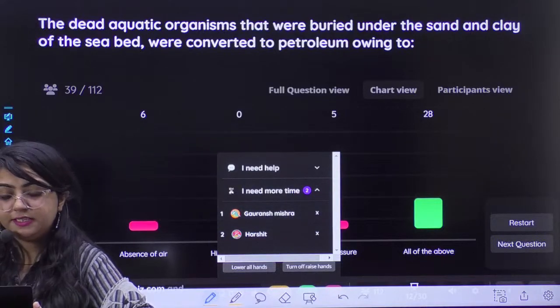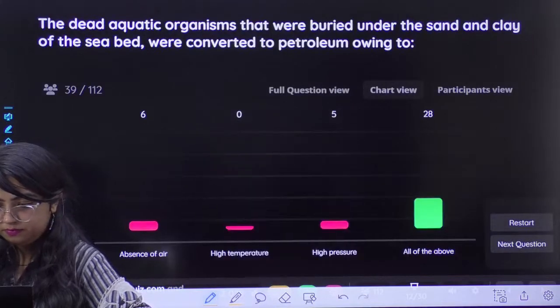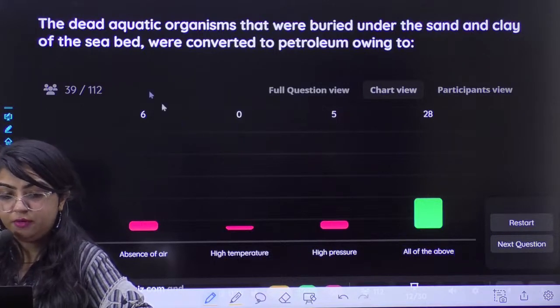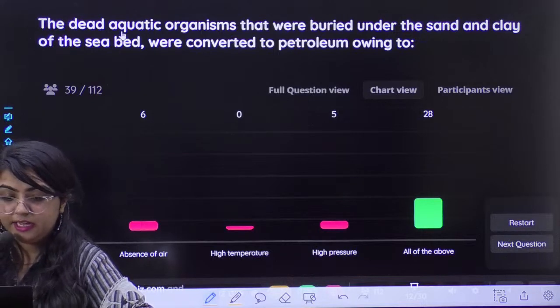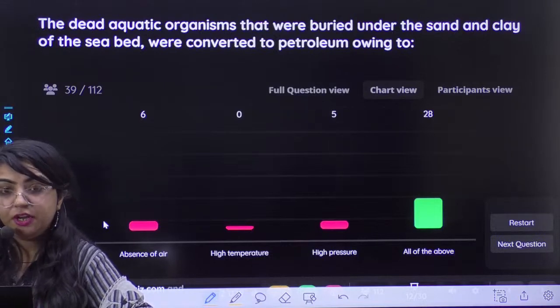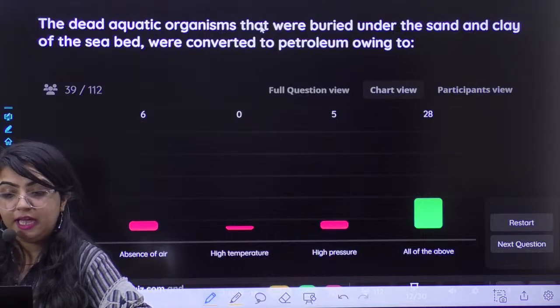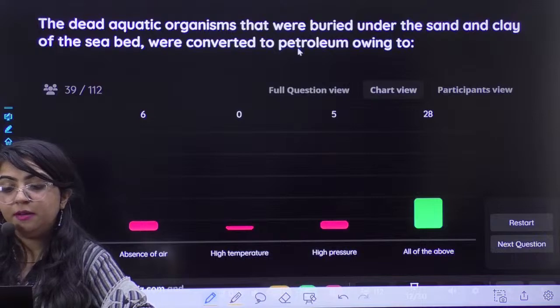You are given 30 seconds for each question. So the correct option for this question is all of the above. When dead aquatic organisms were buried under the sand or a clay, there should be absence of air. High temperature and high pressure should be maintained. Only then these aquatic organisms will get converted to our resource, that is petroleum.